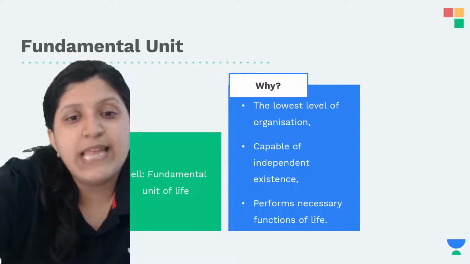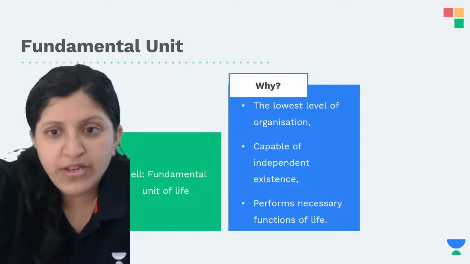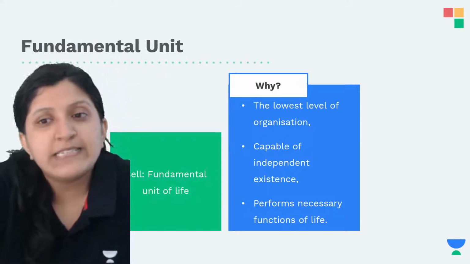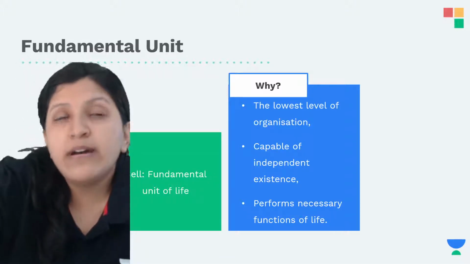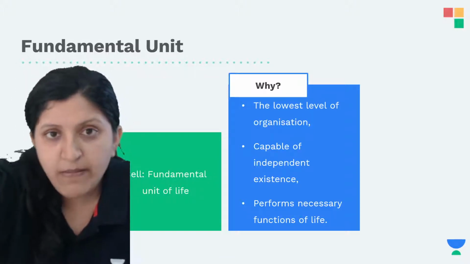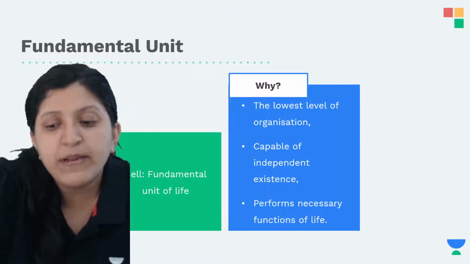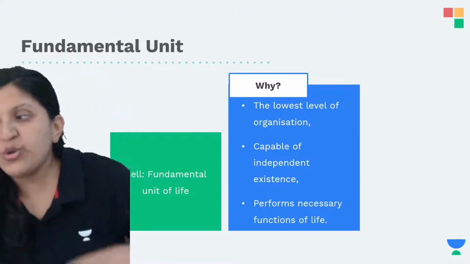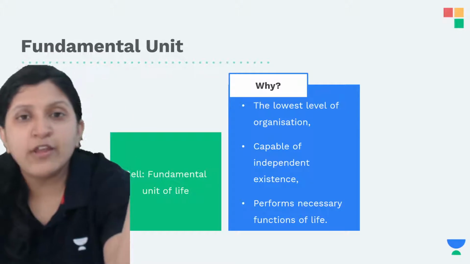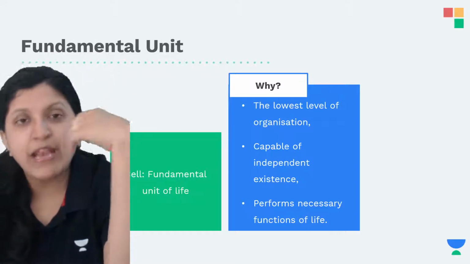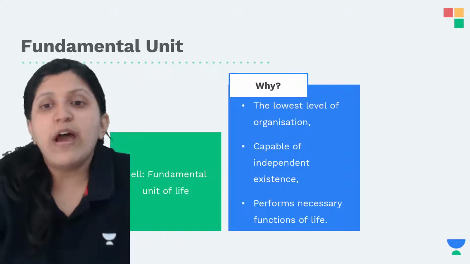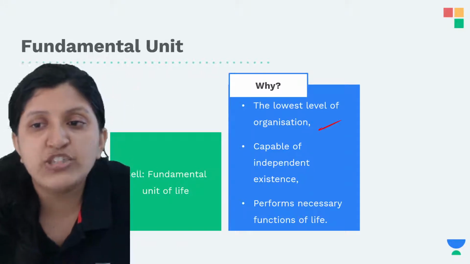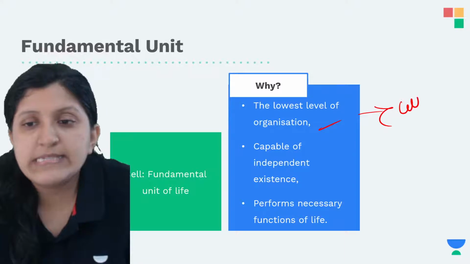When do we say that the cell is the fundamental unit of life? When do we say that it is the lowest level of organization? Earlier there were only bacteria, and later there was the formation of the eukaryotic cell from the prokaryotic cell. Multicellular organisms started arising. So who is the lowest level of organization? It is the cell.